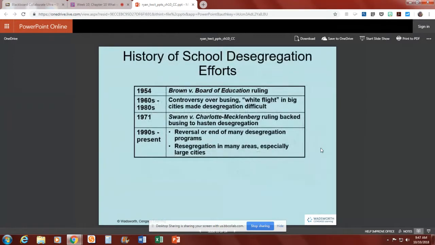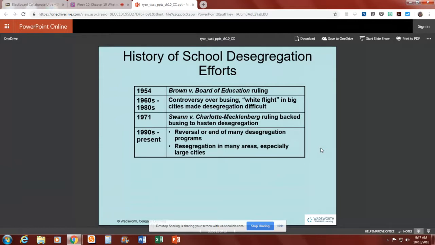All right, so let's look at the history of school desegregation efforts. In 1954, you see the overturning of the Plessy versus Ferguson ruling that had happened in 1896 as a result of some segregation that was happening on railroads, where it said separate but equal is okay. So in 1954, this Brown versus the Board of Education ruling overturned that and said that separate but equal is not okay, because what we know is that those facilities were not equal.